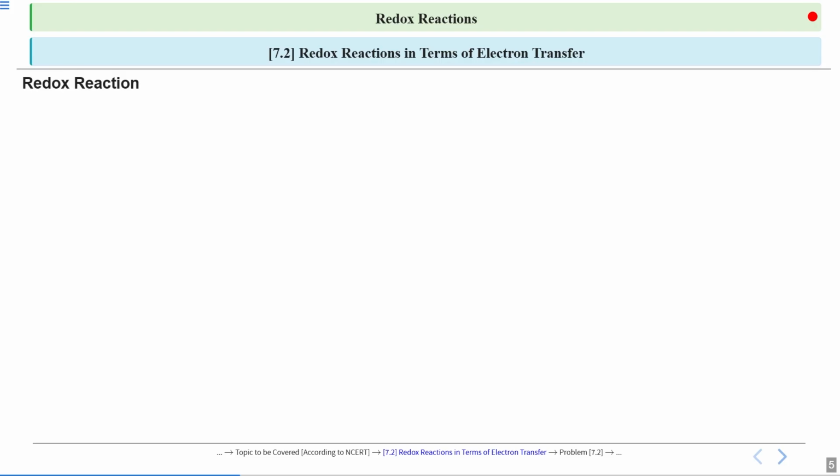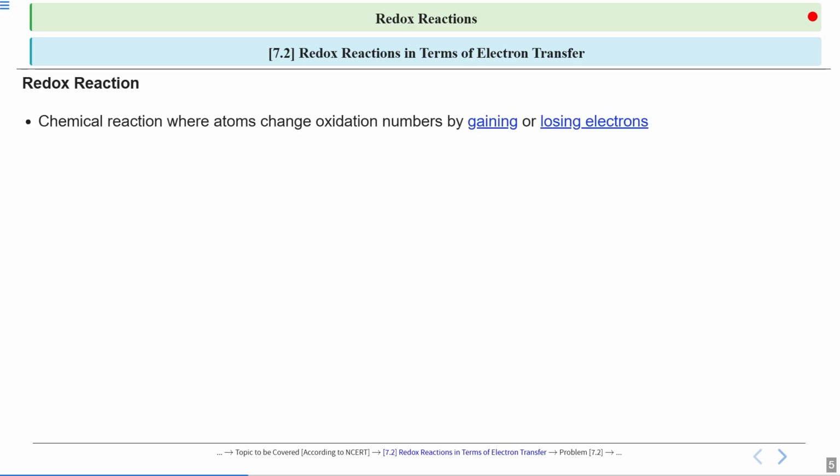So now let's start the lecture with the redox reaction. What is redox reaction? How can we understand it in terms of electron transfer? So if you consider the redox reaction, the redox reactions are those chemical reactions where the atoms change oxidation numbers by gaining or losing electrons. So what does this mean? This means that when you look into a chemical reaction, mainly a chemical reaction in which the oxidation and the reduction both are taking place simultaneously. Both are taking place simultaneously.